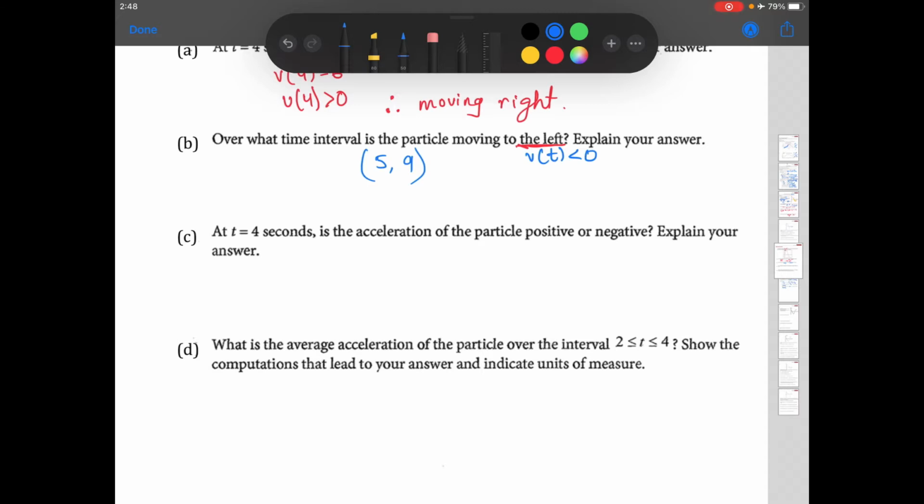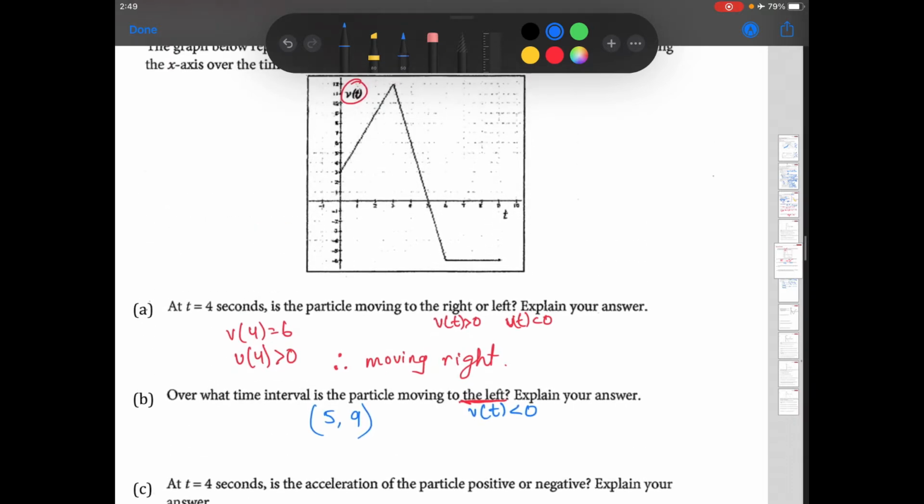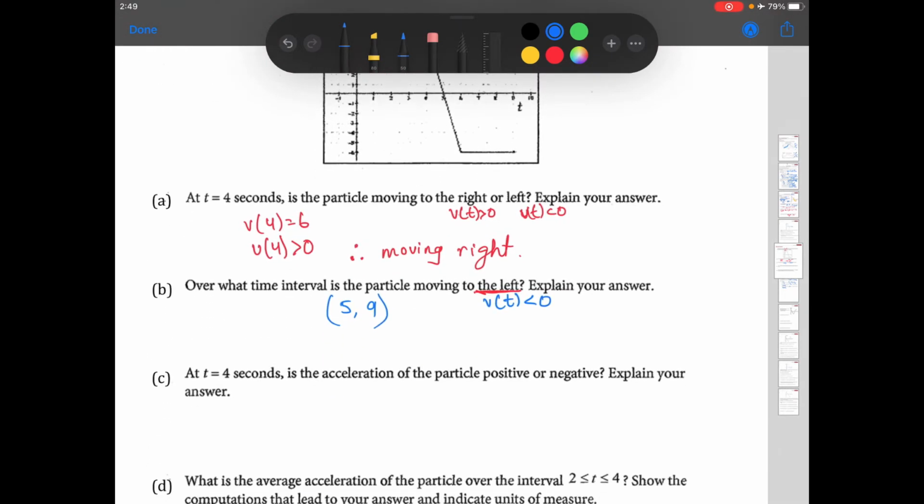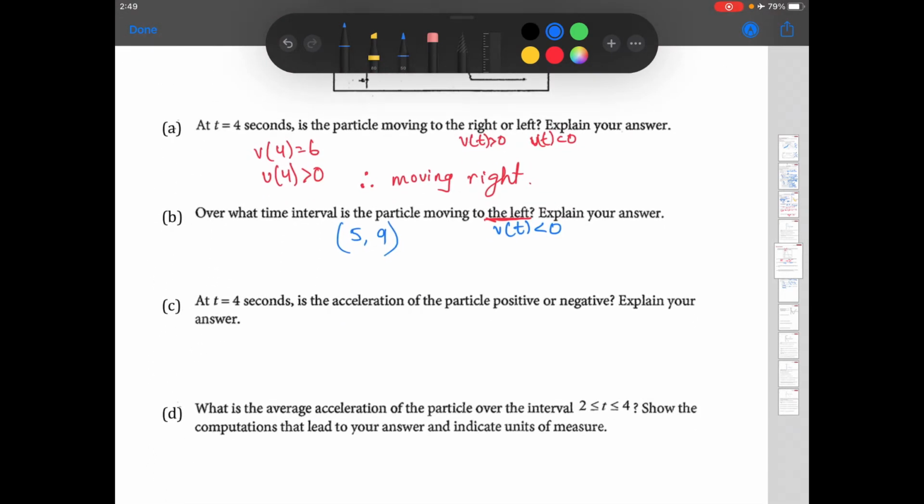At t equals 4 seconds, is the acceleration of the particle positive or negative? Explain your answer. Again, what is acceleration? It is the rate of velocity or the derivative of velocity. So what are we going to do? We look at the slope, but we don't write the word slope. Remember that. So we're going to look at the slope of the graph at 4. So is it positive or is it negative? So the slope at t equals 4, it's going down, so it is negative. So that means the velocity is decreasing. It means acceleration has to be negative.